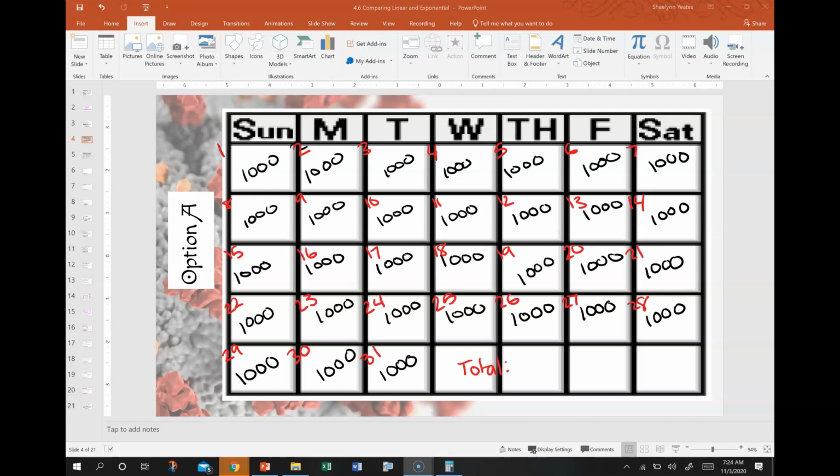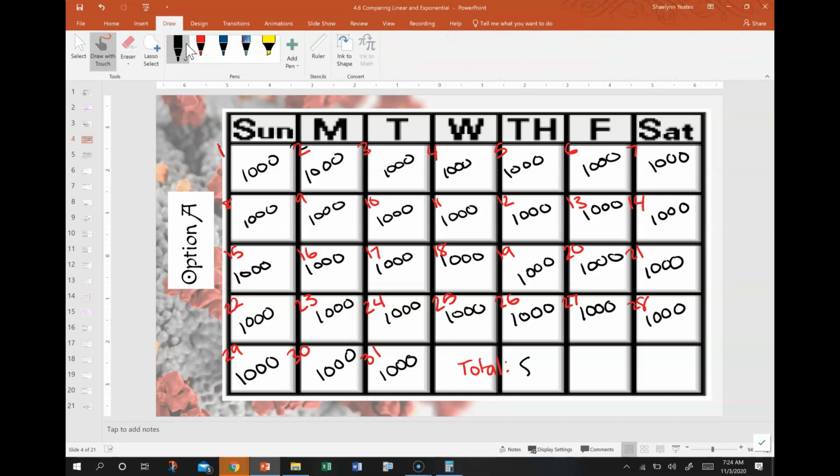Alright, so now that it's all filled in, let's see how much money they got in total over the month. So they have $1,000, $1,000, $1,000 for 31 days. So their total would be $31,000 for the job. That's not bad at all. It's actually some pretty nice money. So option A, looking pretty nice right now.